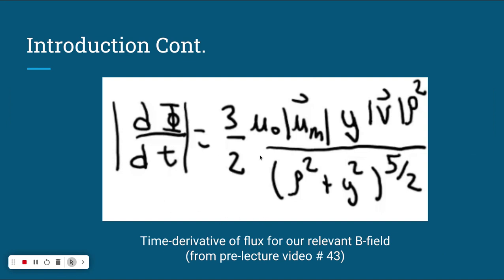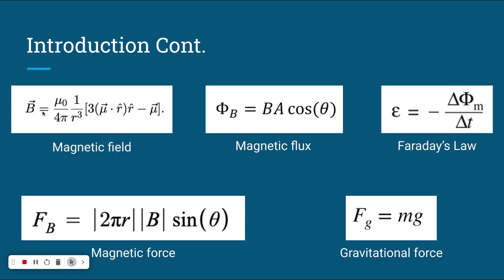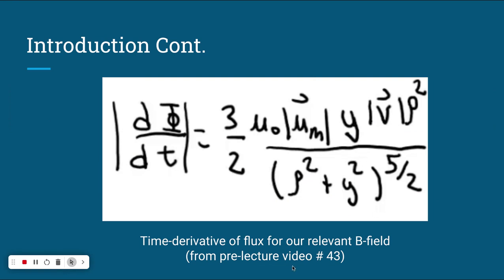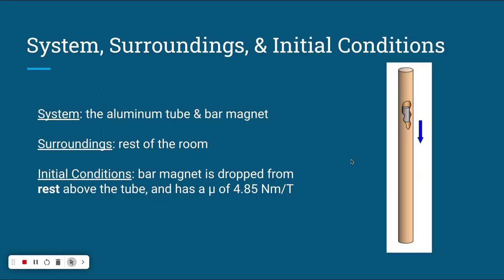And the important formula for this lab specifically is the time derivative of flux for this magnetic field, which is from pre-lecture video number 43. We can see it looks like this: it's 3/2 mu naught, the dipole moment mu, times y, which is position, times speed, times the radius of the ring squared, over the radius of the ring squared plus position squared, to the 5/2.